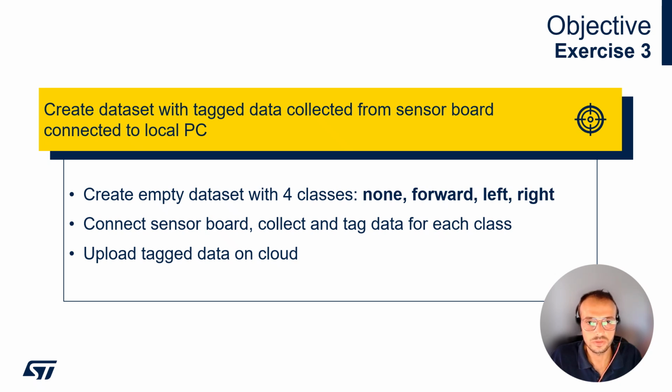To do that, we'll go through first creating a dataset in order to collect four classes of data: none, forward, left, and right. We'll collect and tag the data while the data stream from the connected board is ongoing. And then we'll finally review and upload the just collected data.